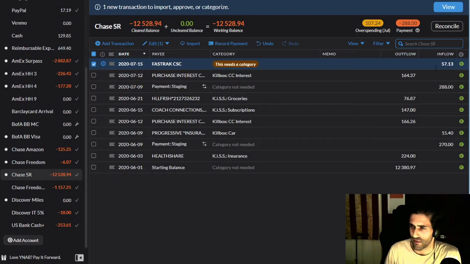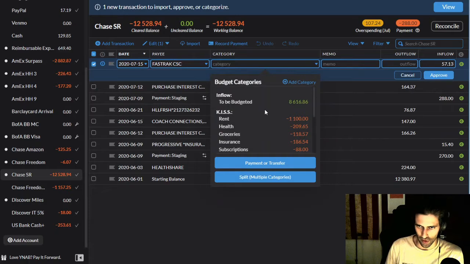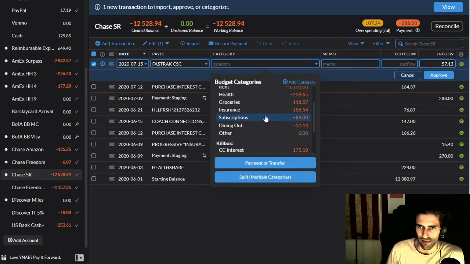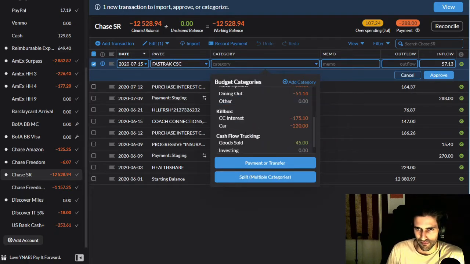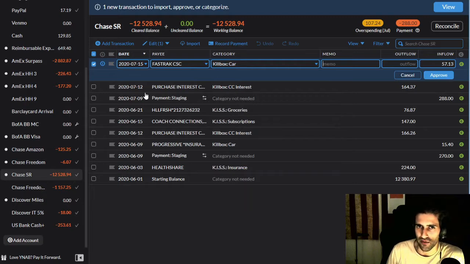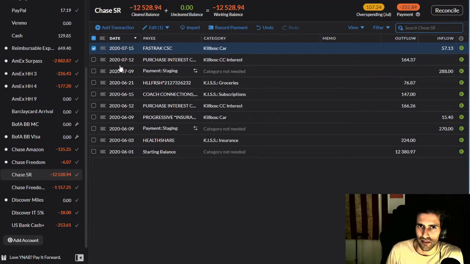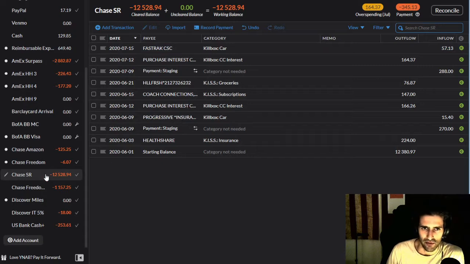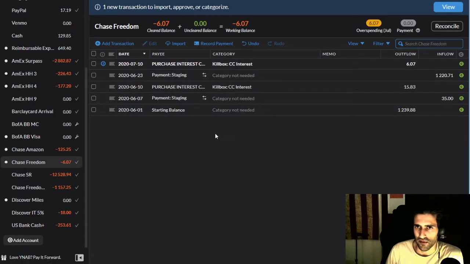That's what I got back from going and asking Fast Track if they could free up some of my funds on there. So I'm going to put that into the car category, because the money originally came out from the car category into the Fast Track account. So when it comes back out, it's going to go back into the car category. Why not?